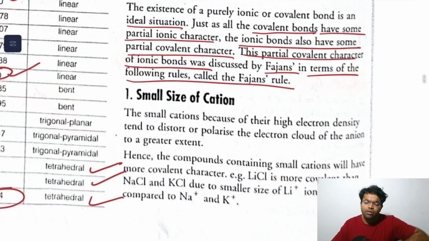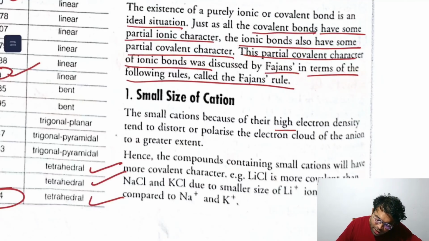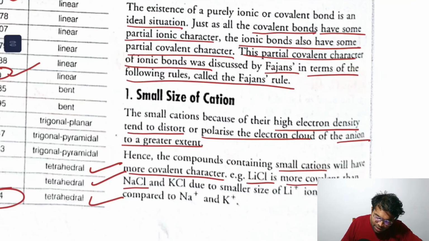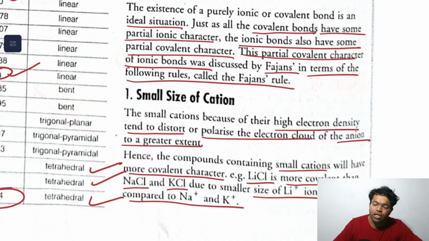Sorry. Okay, the small size of the cation. Now, the small cations, because of their high electron density, tend to distort or polarize the electron cloud of the anion to a great extent. Hence, the compounds containing small cations will have more covalent character. That is, LiCl is more covalent than NaCl or KCl due to the smaller size of the lithium ion compared to that of sodium and potassium.